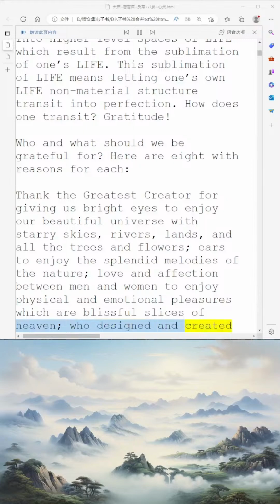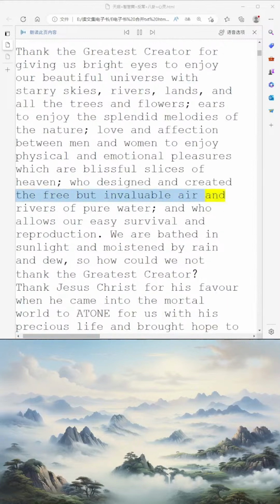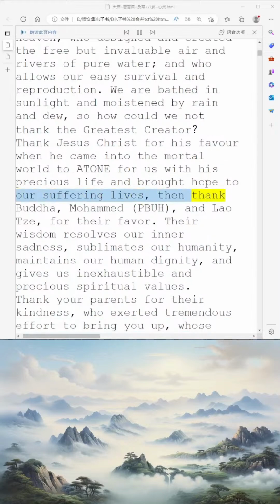Who designed and created the free but invaluable air and rivers of pure water, and who allows our easy survival and reproduction. We are bathed in sunlight and moistened by rain and dew. So how could we not thank the greatest creator? Thank Jesus Christ for his favor when he came into the mortal world to atone for us with his precious life and brought hope to our suffering lives. Then thank Buddha, Muhammad, PBUH, and Lao Tzu for their favor.